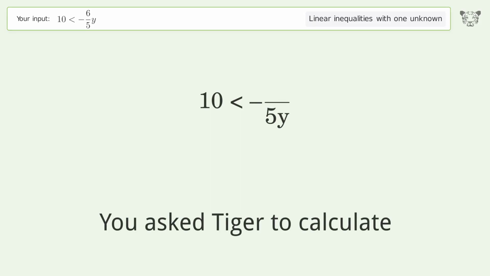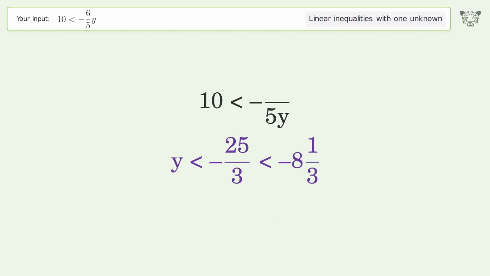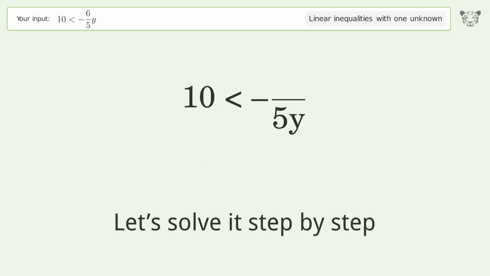You ask Tiger to calculate. This deals with linear inequalities with one unknown. The final result is y smaller than -25/3 smaller than -81/3. Let's solve it step by step.